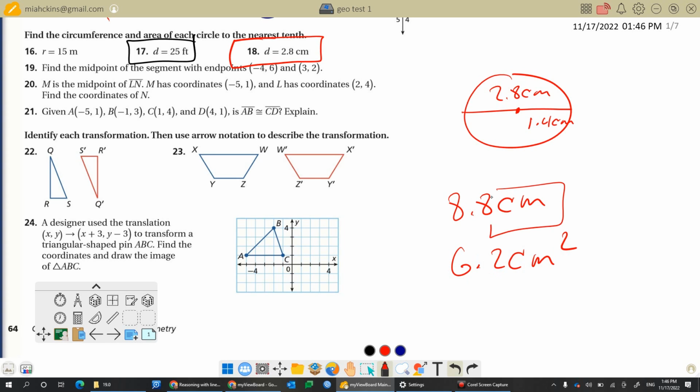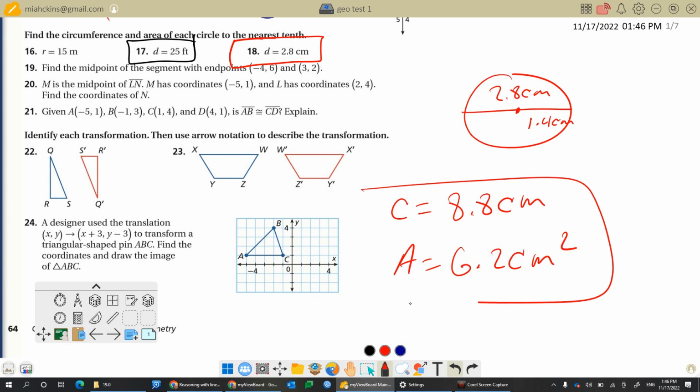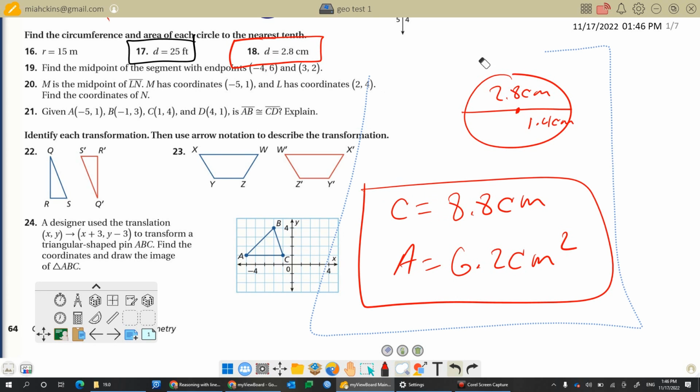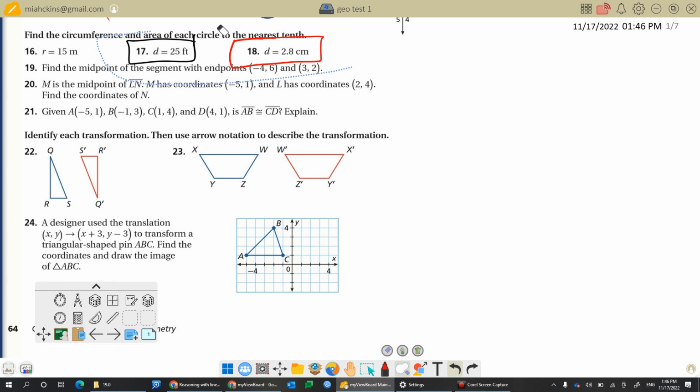Do not forget your units. You will need to have your units. And so this is circumference is equal to and area is equal to. So make sure that you always put down your units.